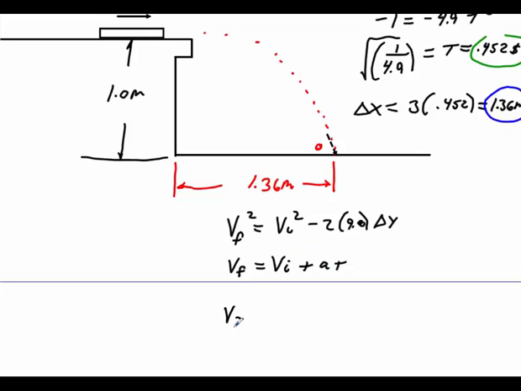So my final velocity in the y direction only is going to equal, now the initial was 0, minus 9.8 times my time of 0.452, because that's how many seconds it was in the air. If I take that value there, I'm going to get a velocity of negative 4.427 meters per second.